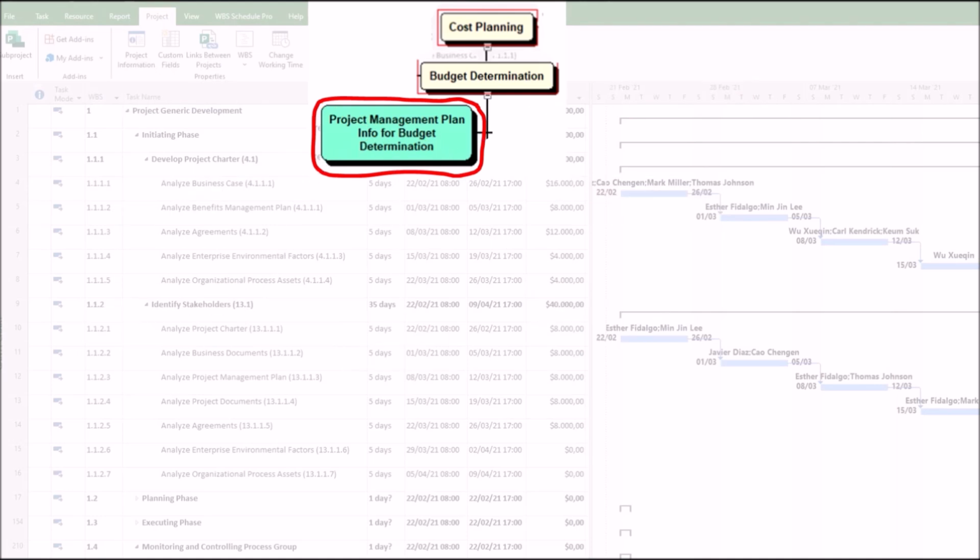In conclusion, the project management plan is essential for determine budget because, first, the project management plan ensures alignment. The budget must align with the project's scope, schedule, and resource plans. Second, the project management plan provides governance. The project management plan outlines approval processes and cost control mechanisms.